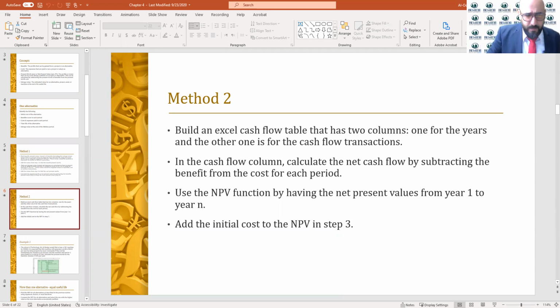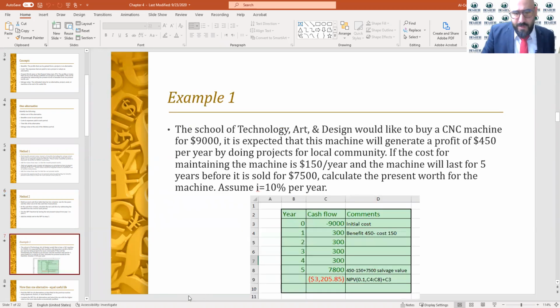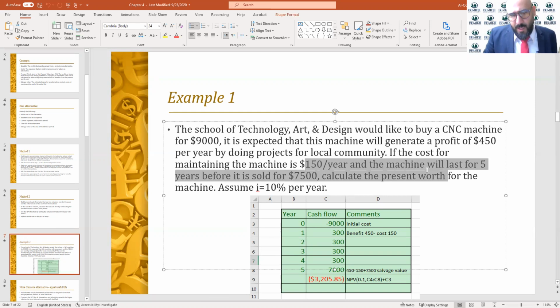What we're going to do now, as I mentioned, is apply this in example 1, and we're going to spend much time on example 1 to show you how we could apply the three methods. So in example 1, the School of Technology, Art and Design would like to buy a CNC machine for $9,000. It is expected that this machine will generate a profit of $450 per year by doing projects for the local community. The cost for maintaining the machine is $150 per year, and the machine will last for 5 years before it is sold for $7,500. Calculate the present worth for this machine if i equals 10%.